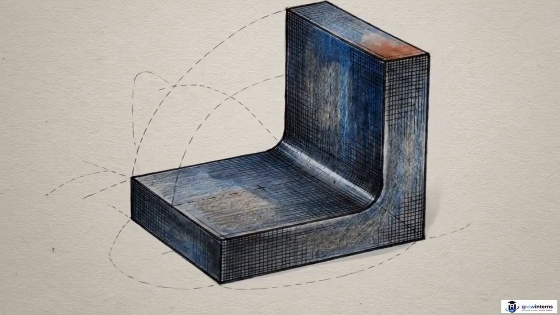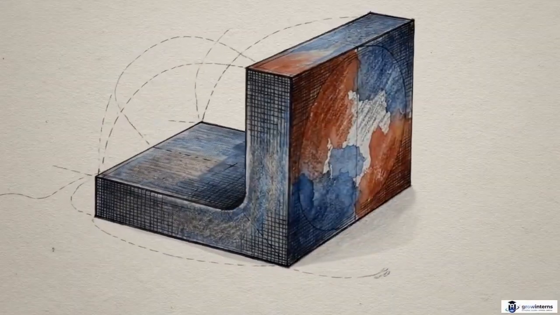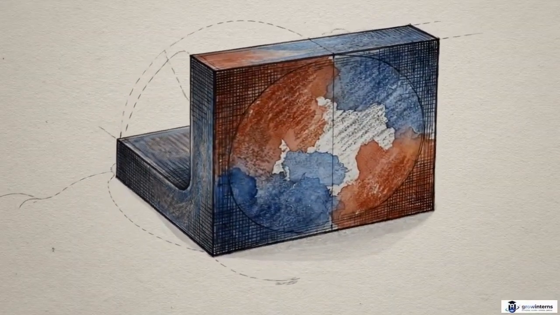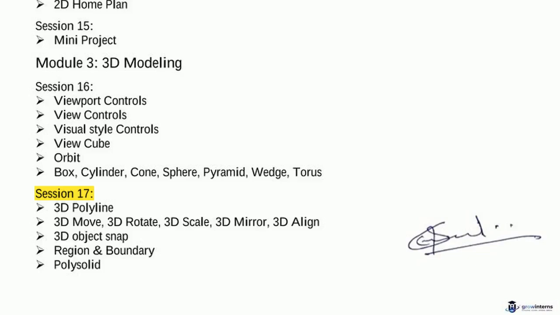Today, our objective is to turn flat lines into this solid metal L bracket. We'll build a functional single-piece component with a perfectly bored bolt hole. Following our official syllabus, this brings us right into session 17. We are transitioning into 3D navigation and modification, which allows us to manipulate objects across 3 different axes.